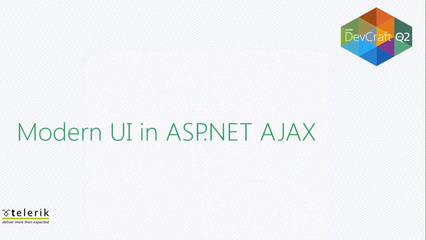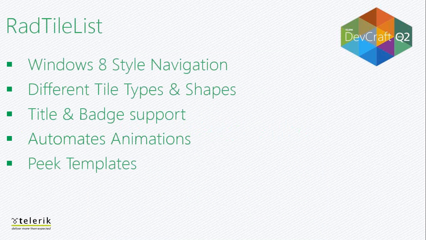Now, having given a brief introduction about what exactly RadControls for ASP.NET AJAX is, it's high time we look at how we achieve modern UI in ASP.NET AJAX applications. We have a control called RadTileList. This provides you a Windows 8 style navigation. That's what I showed you. Like in Windows 8, you have tiles, and you just swipe left and right. It's a continuous canvas where the tiles are available, and you keep swiping to your right, and the tiles keep coming in depending on how many applications you have installed in your Windows 8. So we give you the same Windows 8 style navigation.